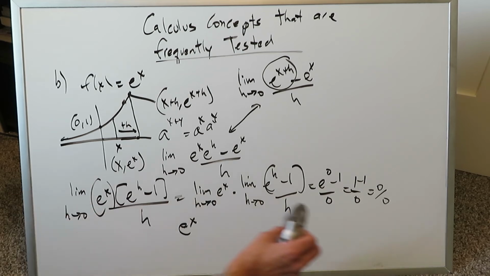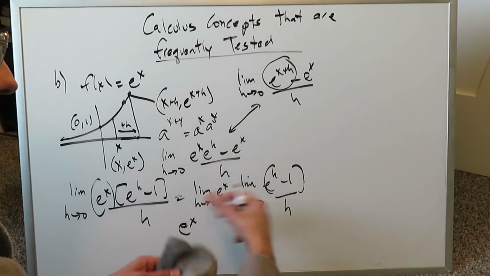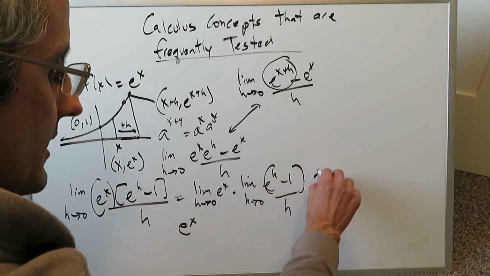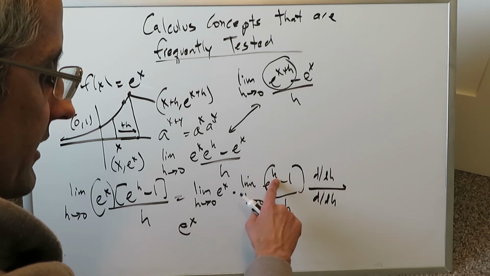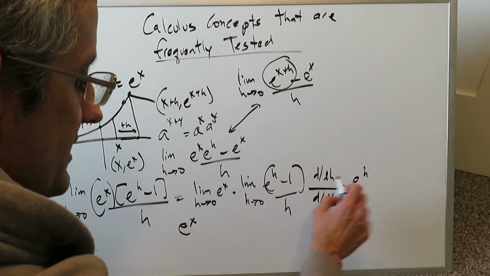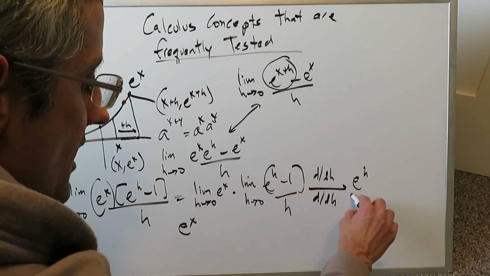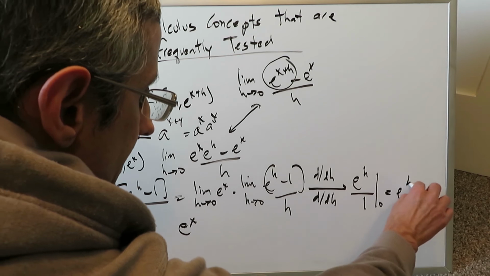When you use the L'Hopital's rule procedure, you can apply a derivative in the numerator and a derivative in the denominator. But here our variable is not x, it is h. If you did a derivative of e to the h, you should just get e to the h. If you did a derivative of 1, you'll get a 0. The derivative of h is just 1, and you apply 0, you get e to the h.